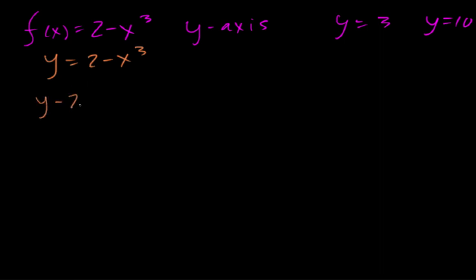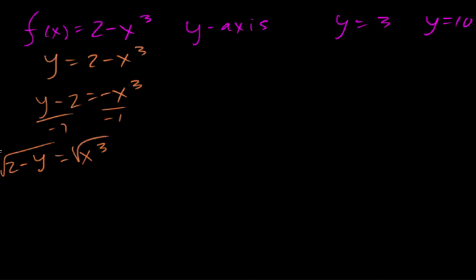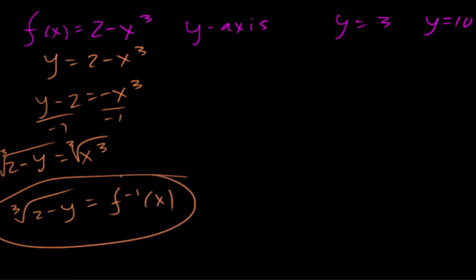So subtract 2, divide by -1, and then cube root both sides. And so that's our inverse function. And so we're going to go from 3 to 10. I'm going to write it as 1/3.